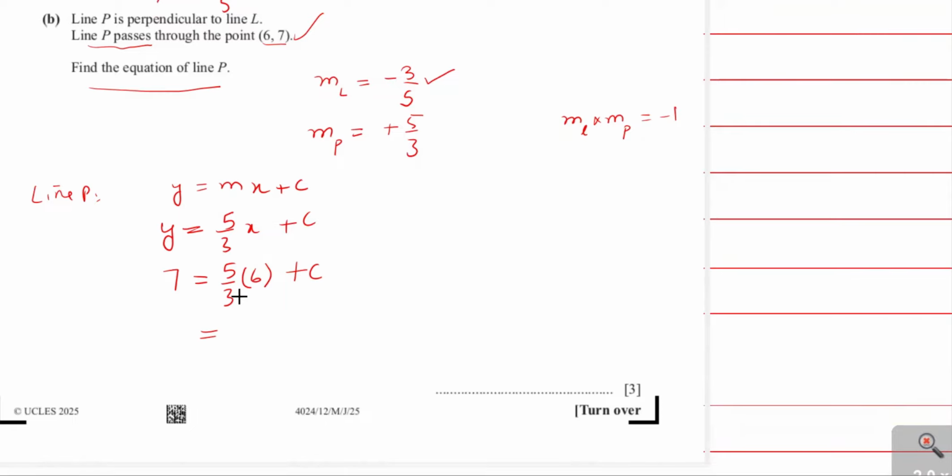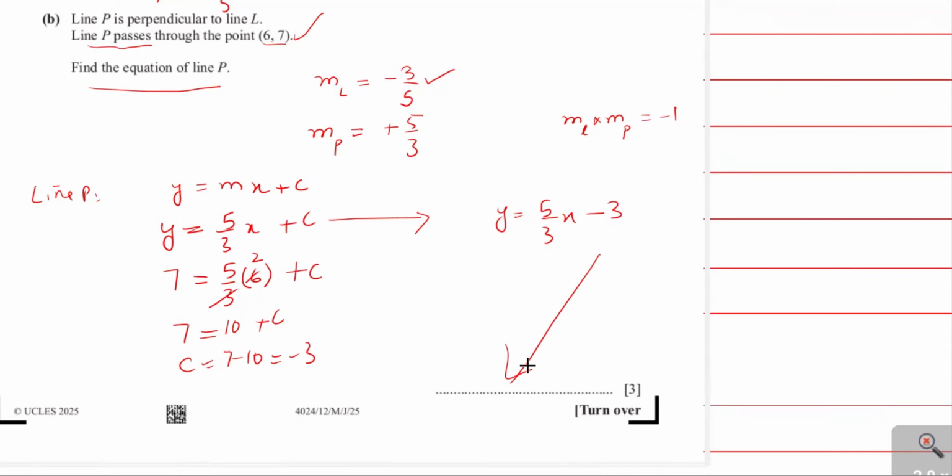as it is. 3 times 2 is 6. Therefore, this is 10 plus c, and c will be equal to 7 minus 10. This is minus 3. And we can write this equation as y = 5/3 x minus 3, and this is the answer. Question 18.